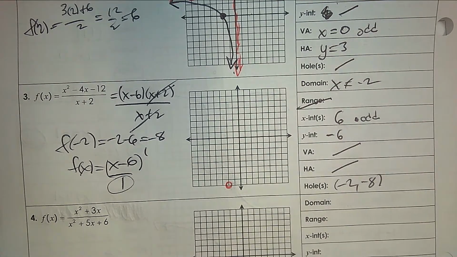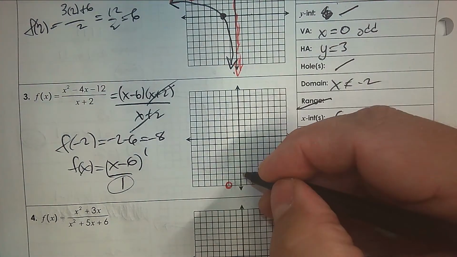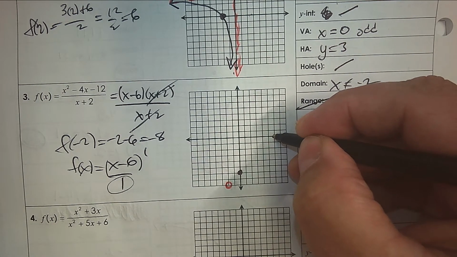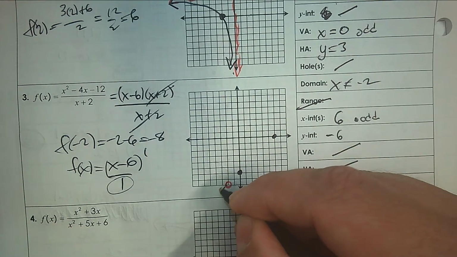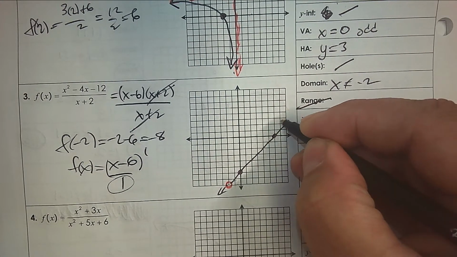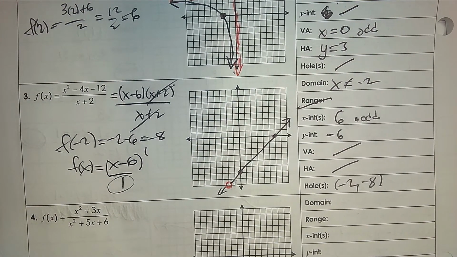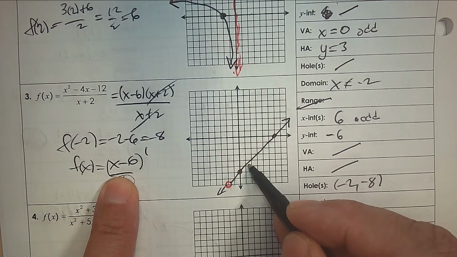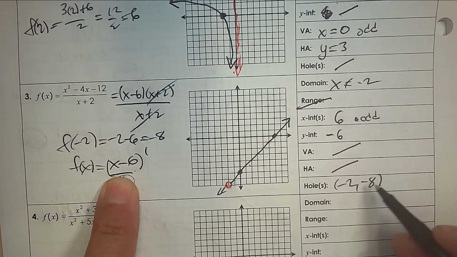I also have intercepts at negative 6 and at positive 6. This is going to make a line that has a hole in it. So if I graph x subtract 6, you'd start at negative 6 and go up 1 over 1. The only difference with this line is that there's a hole in it.